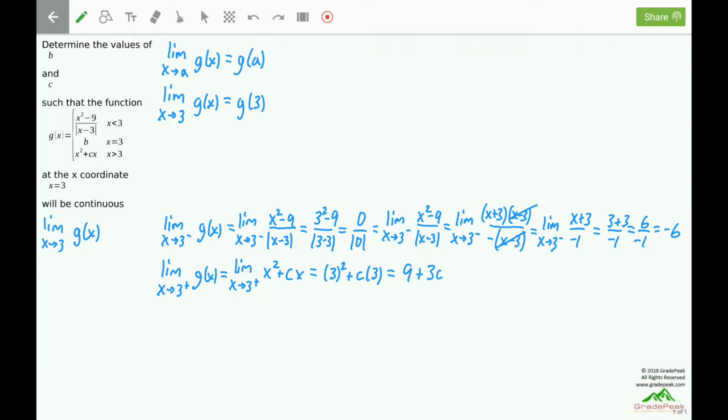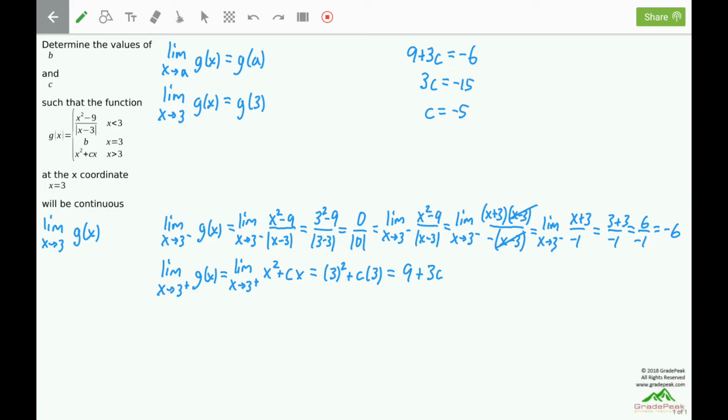In order for the two-sided limit to exist, the two one-sided limits have to match each other. So at the very least we know that 9 plus 3c does have to equal negative 6. Since there's only one variable, we can solve for the c here by subtracting 9 from both sides, and 3c will then equal negative 15, and divide by 3, and c will come out to a negative 5.